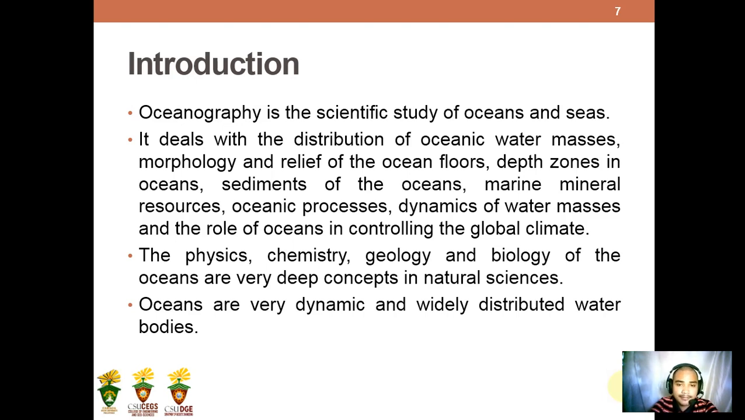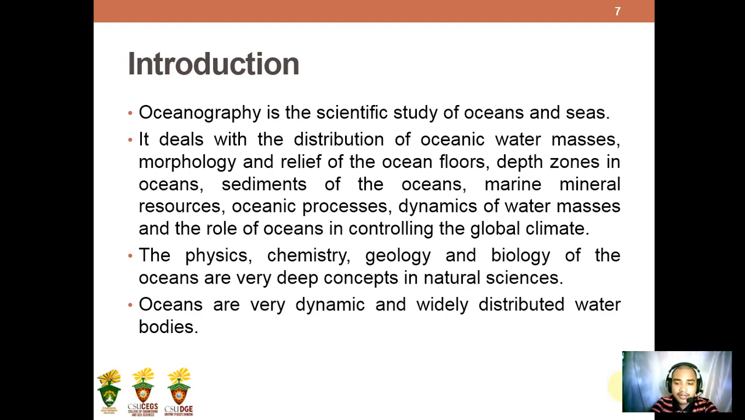controlling the global climate. So that is what is dealt with in the studies of oceanography. Basically, it's all about the study of oceans. And the physics, chemistry, geology, and biology of the oceans are the deep concepts in natural sciences. Since oceans are considered natural resources, they are studied in natural sciences with the aid of the knowledge of physics, chemistry, geology, and biology.